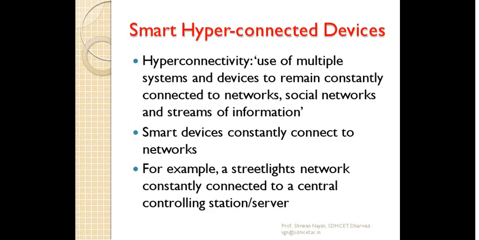Here we have some more aspects which we call smart or hyper connected devices. Before going into this, let me tell you one small example also. It is given here also, of course: street light network. With that only I will tell you. Now, what exactly is the meaning of hyper connectivity? These are the important terms again. What do you understand by hyper connectivity? Use of multiple systems and devices to remain constantly connected to network, social networks, and streams of information. This is called hyper connectivity.